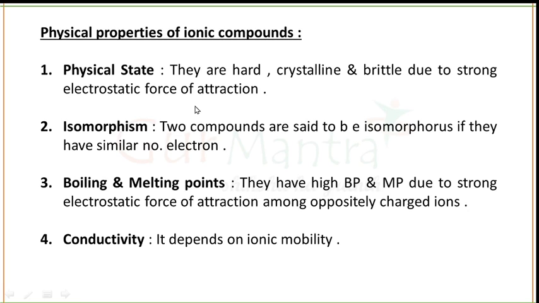Next property is isomorphism. Two compounds, or two atoms, or two molecules are said to be isomorphs of each other when they have the similar or same formula while they have a different structure. Or two compounds are said to be isomorphous if they have a similar number of electrons.